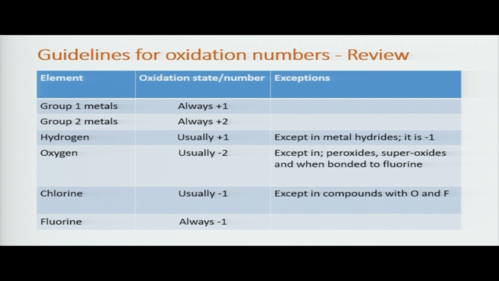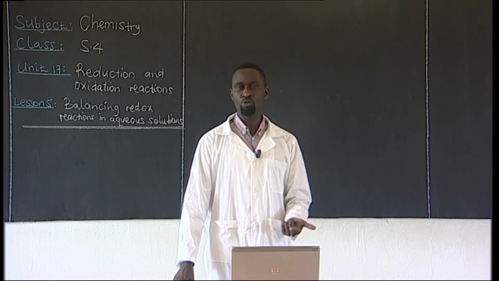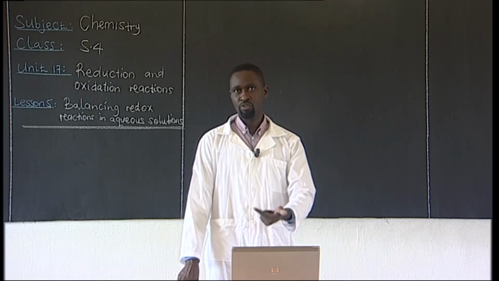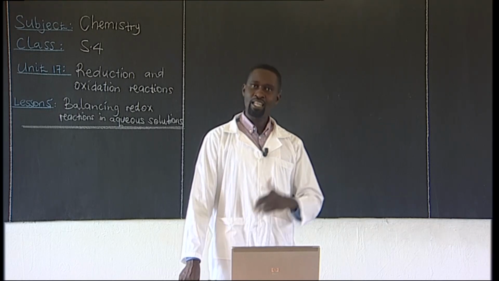Group 1 elements and group 2 will always have oxidation numbers of +1 and +2 respectively. Hydrogen will always assume a +1 provided it is bonded to any other nonmetal, but a -1 provided it is bonded to metals, mostly in the metal hydrides. Then oxygen usually has -2, but with a few exceptions in peroxides, superoxides, and when it is bonded to fluorine. You know the reason why, because fluorine is more electronegative than oxygen.